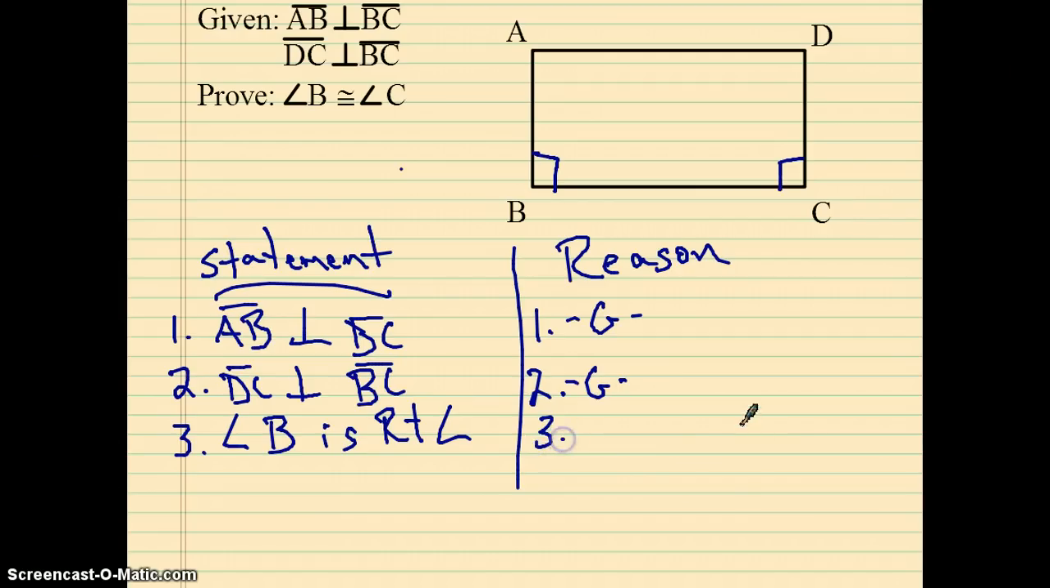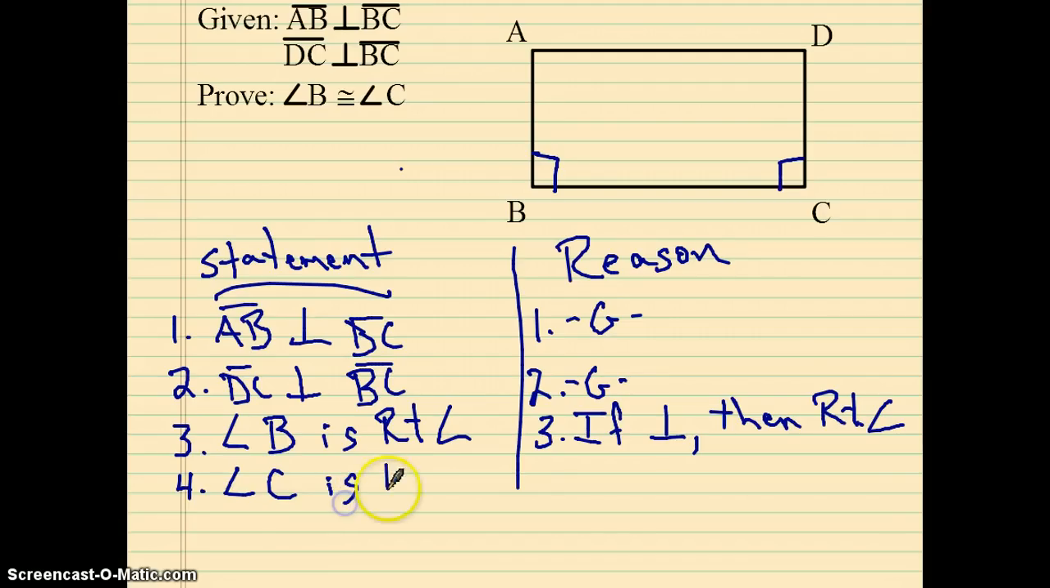And why can we say that? We can say that because, now notice how I write this, if perp, then right. This is the shortened version of our definition, but I'm okay with this. If perpendicular, then right. So we know if we have perpendicular lines, then we have right angles. If you want to throw in an angle sign there, by all means, but it's not necessary. Well, by the same reasoning, we can say angle C is a right angle. And for step 4, we can just say same as 3. Or if we want to write it out again, we can.